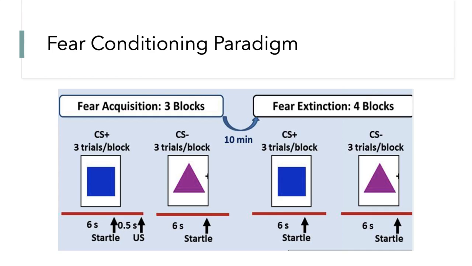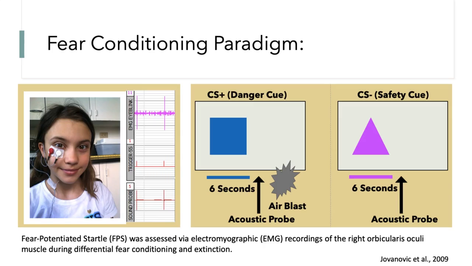Next, our fear extinction phase focuses on safety learning. Participants see the same CS plus and CS minus stimuli as before, but no air blasts are administered. By the end of the phase, participants are expected to learn safety, which overrides their initial fear learning. Participants are also presented with noise alone trials to measure their baseline startle to noise without visual cues. Fear potentiated startle was assessed via electromyographic recordings of the right orbicularis oculi muscle during differential fear conditioning and extinction.